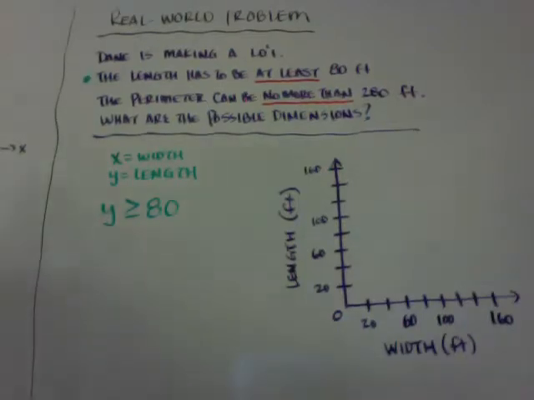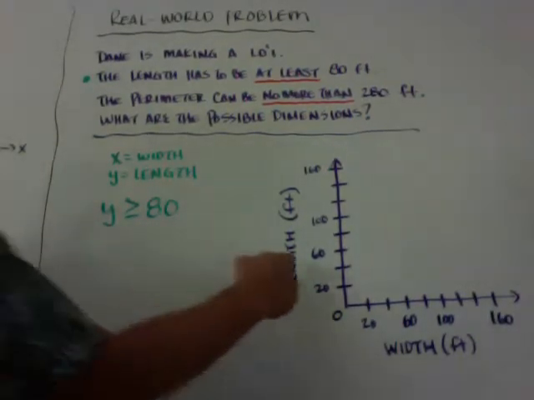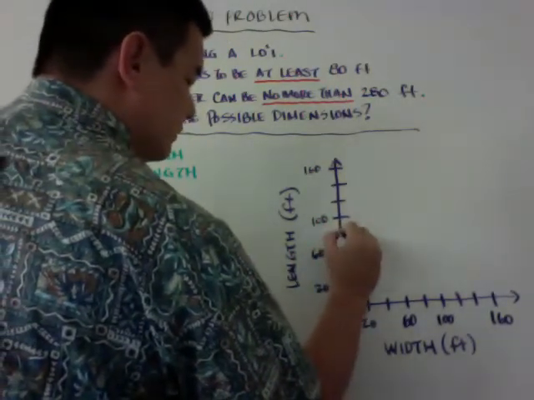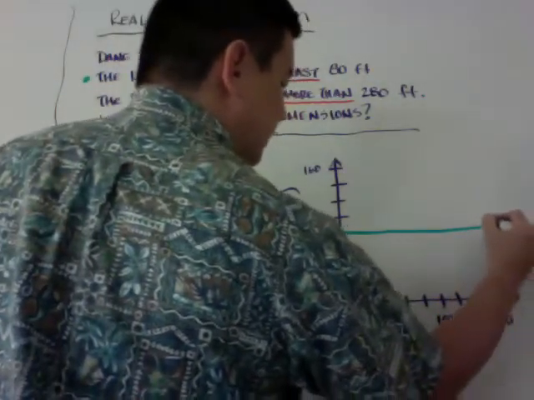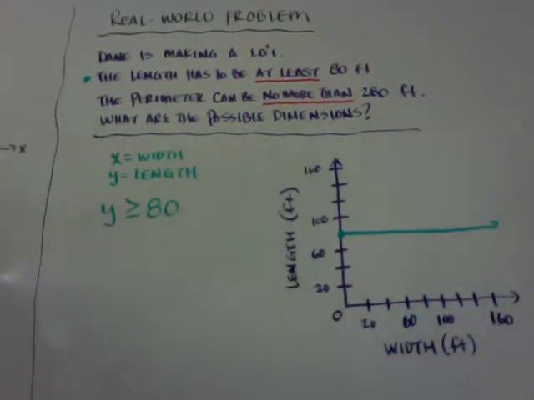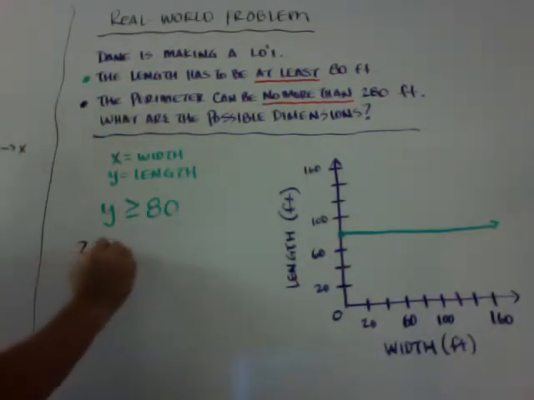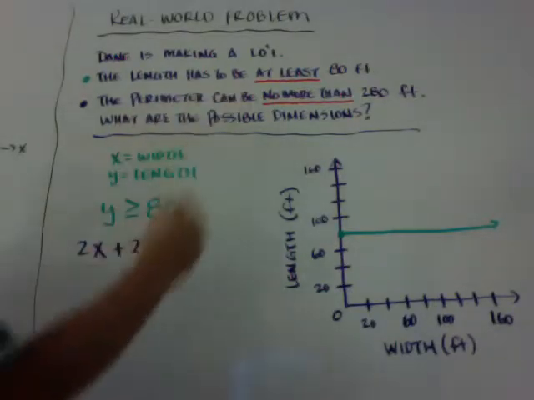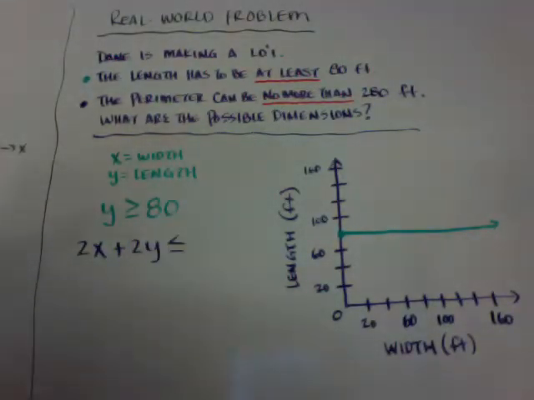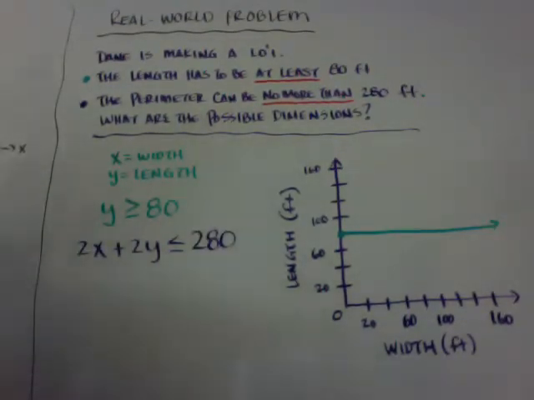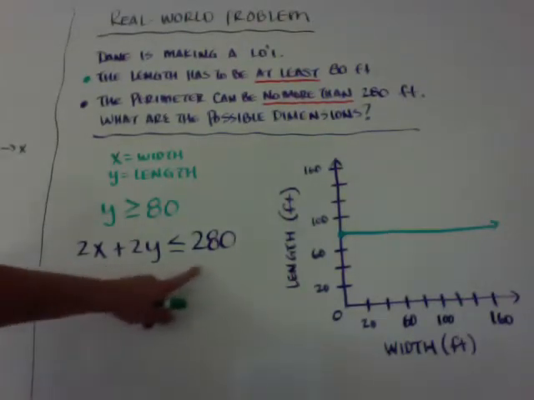Okay. If I wanted to graph that one, the length is greater than or equal to 80, it would be a solid line like that. So that's how you would graph the green one. Okay, the perimeter, I'll do this one in purple, would be 2x plus 2y can be no more than, means less than or equal to, 280 feet. Okay, because 2 times the length plus 2 times the width is less than or equal to 280.